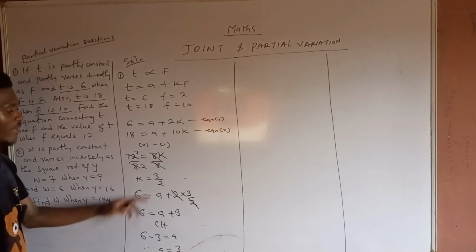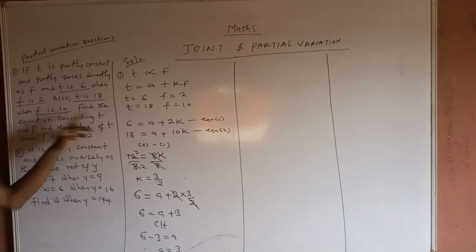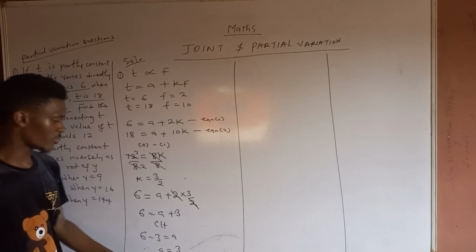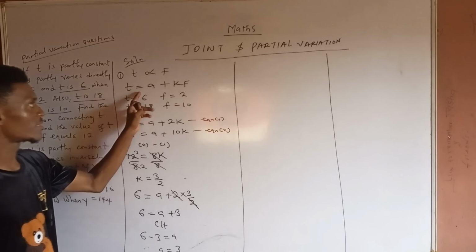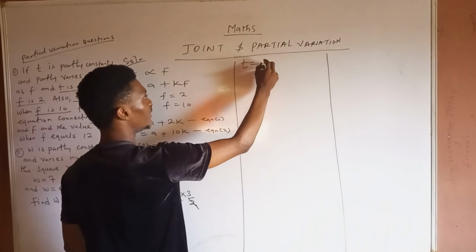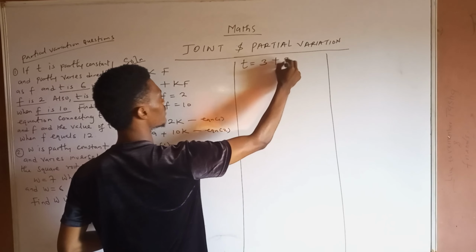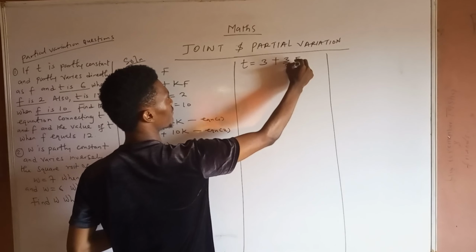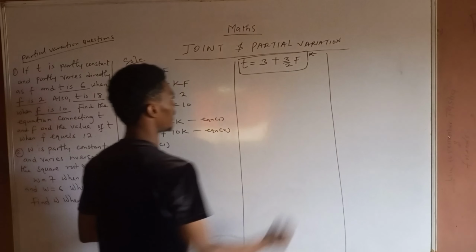So if our a is 3 and our k is 3 over 2, then from the question, they said find the equation connecting t and f at first. And of course, how do we get the equation? By simply substituting k value and a value into this. So the equation becomes t equal to, our a is 3, so 3, then plus our k is 3 over 2, so 3 over 2 f. So this is the equation that is connecting t and f.